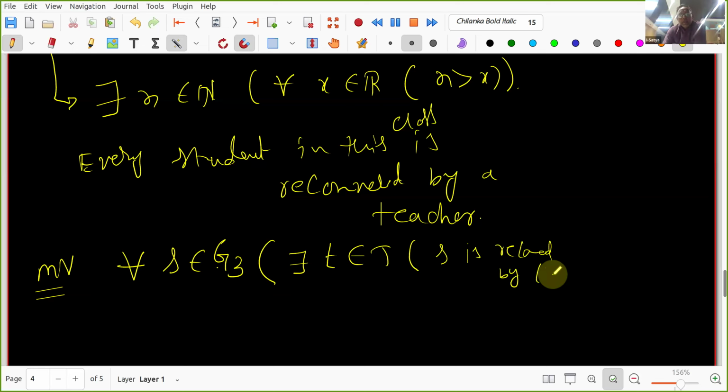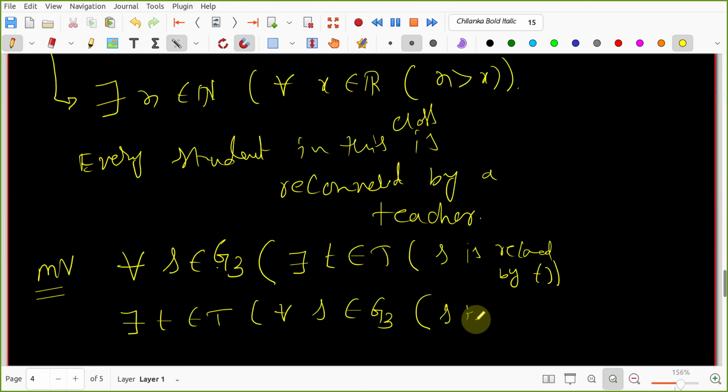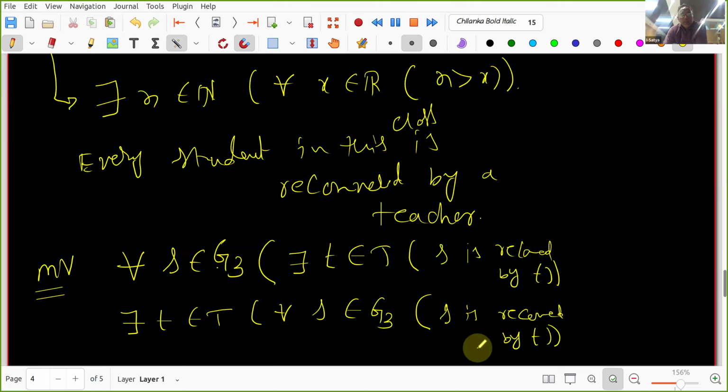Yeah, okay. Now you tell me, if I interchange the quantifiers, what happens? There exists a T in capital T, given any S in SG3. What is it conveying? Can you help us? Yes, sir. It says that there is a teacher who recommended all of us, all the students in this class. Right, good. Thank you. So here this is saying that there is a single teacher who recommended everyone.